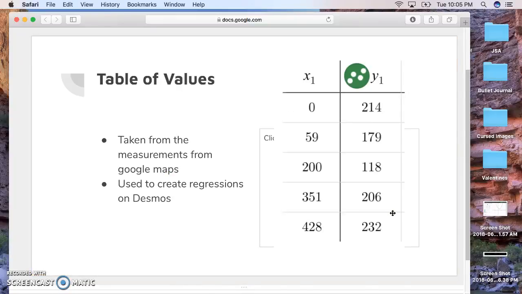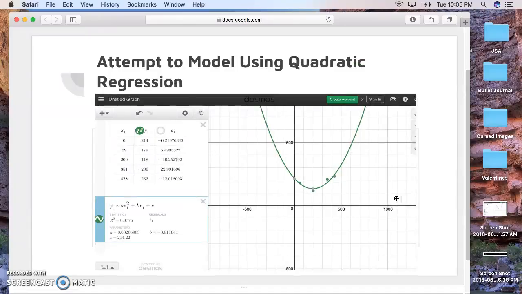So here I created, using the Desmos calculator, just a table of values from that, which I used to plot my regression. So we could see here the first point is at 0, 214, and the last is at 428, 232. And here are the intermediate points that we just talked about. So at first, Desmos suggested that I try a quadratic model. However, it didn't truly capture the shape. You could see that it does tend to look more cubic.